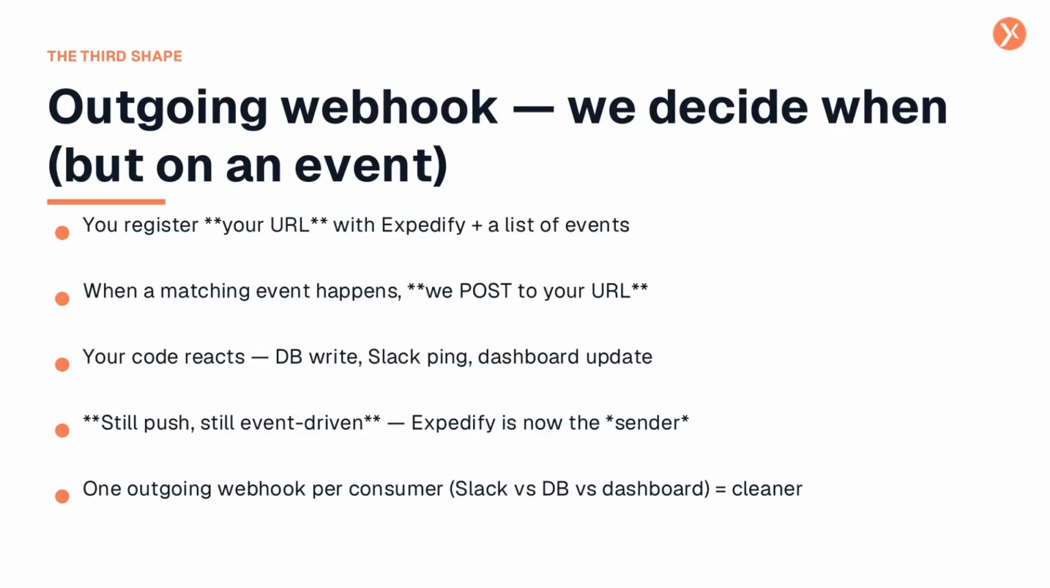Outgoing webhooks follow the same push pattern, but with Expedify acting as the sender and you as the receiver. You register your URL and specify the events you're interested in. Whenever one of these events occurs within Expedify, we post the relevant payload to your URL, and your code reacts accordingly. This is still a push, still event-driven, with the arrow simply pointing in the opposite direction.